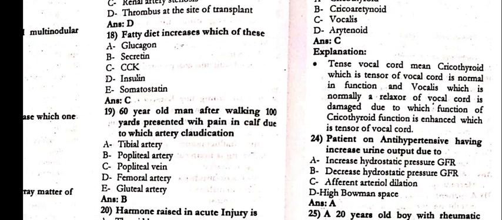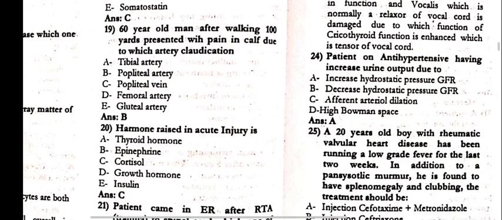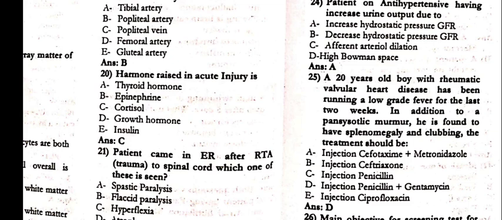18, the fatty diet increases... which of these? 19, a 60-year-old man after walking 100 yards presented with pain in the calf, due to which artery claudication? That is the popliteal artery. 20, the hormone raised in acute injury is cortisol.